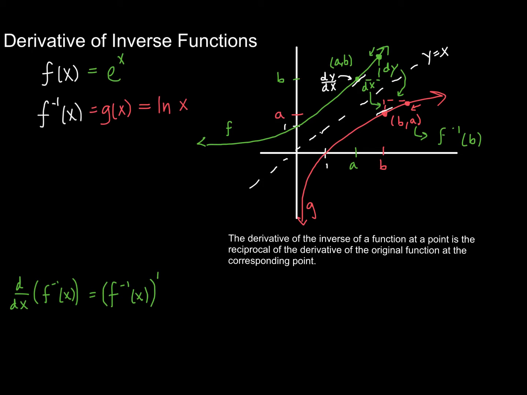at b, like that. So here, I know that the x coordinate on my inverse function is x. So I'm going to evaluate the inverse function at x, and then I am going to evaluate the derivative of my original function at that value. So that's going to look like this.